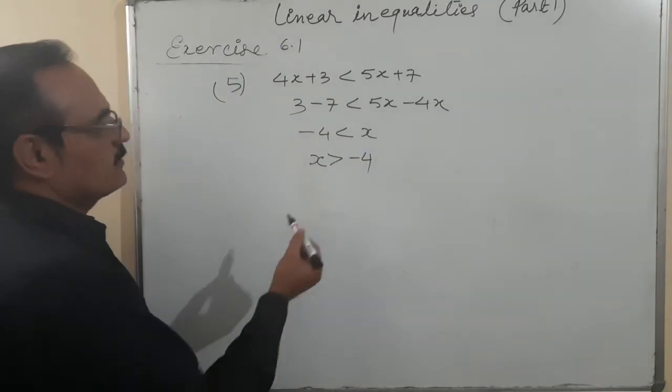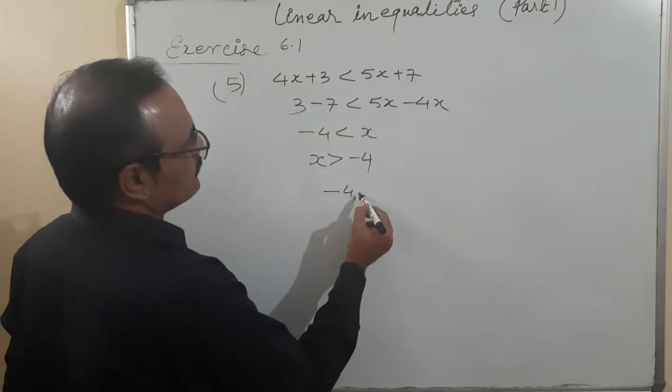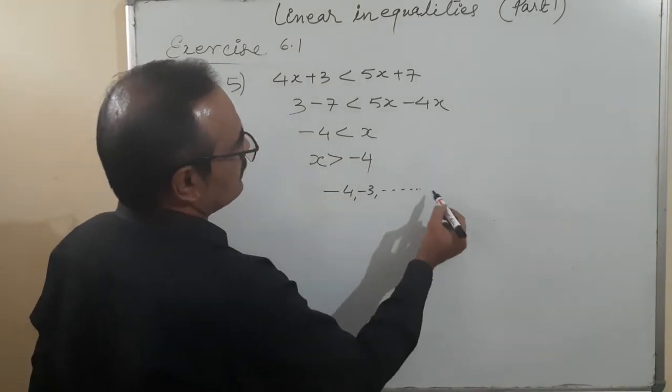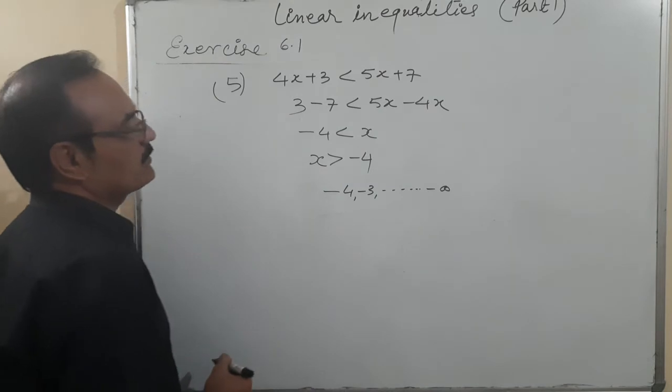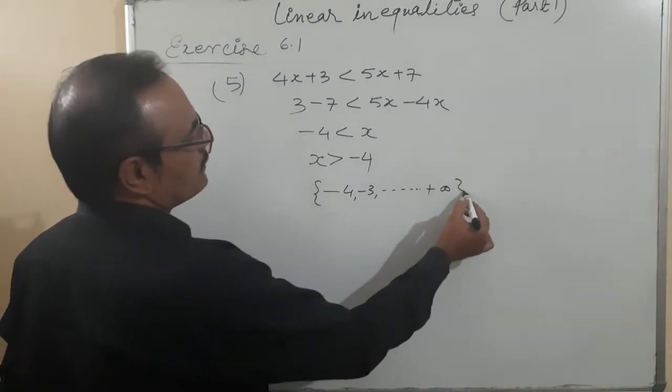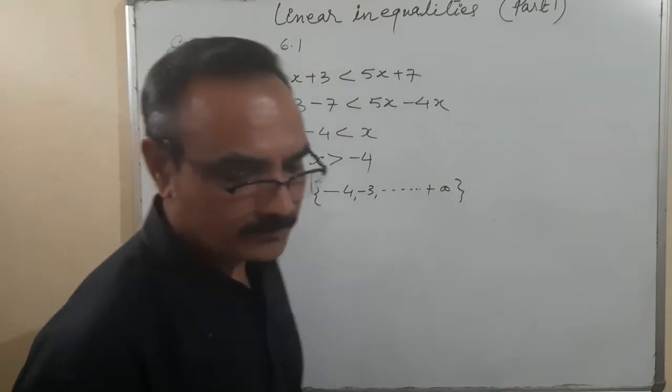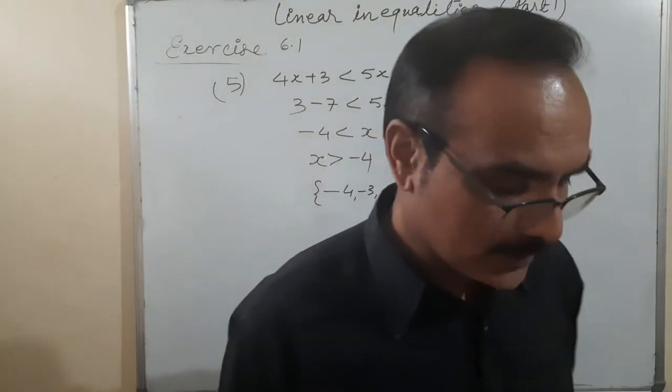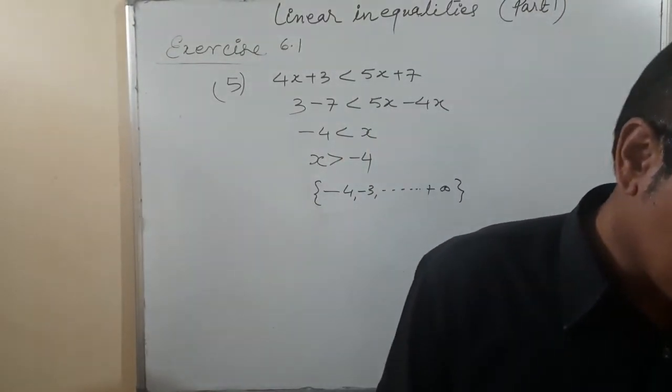Okay. So what to write here? Minus 4 to plus infinite. This is the value of x. So all questions are in the same category.